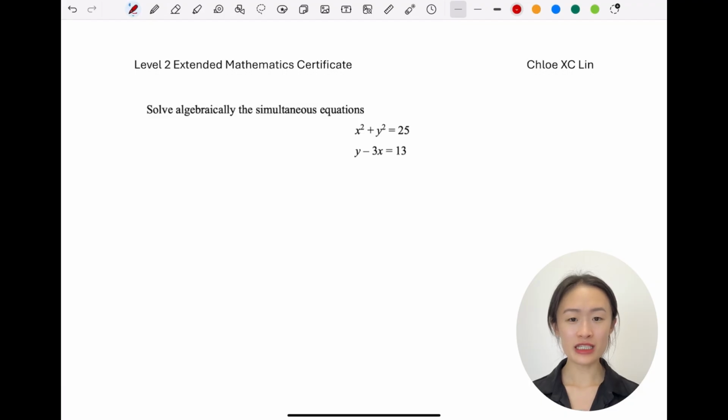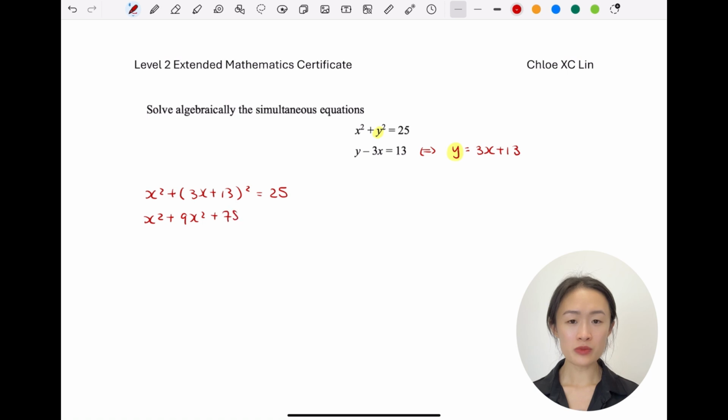Now let's get started. In this first question, we are given an equation of a circle, x squared plus y squared equals 25. y take away 3x equals 13 is the equation of a straight line. So the best way to solve this problem is to make y the subject in the second equation. So y is 3x plus 13. And because we know these two y's are the same, we can substitute the y back into the first equation.